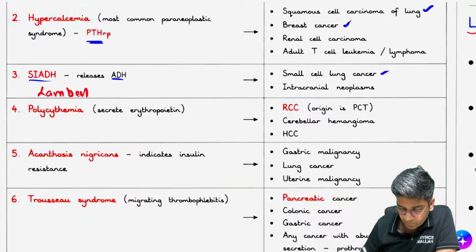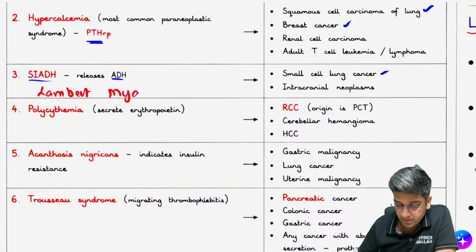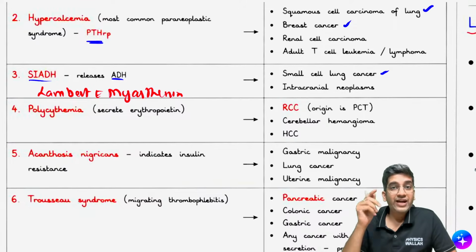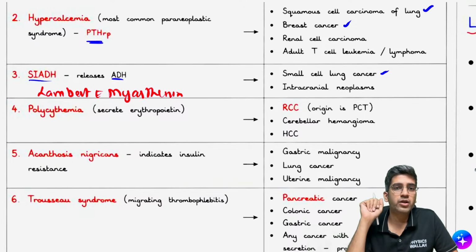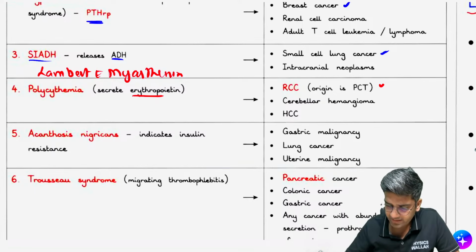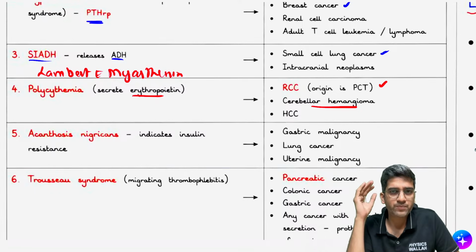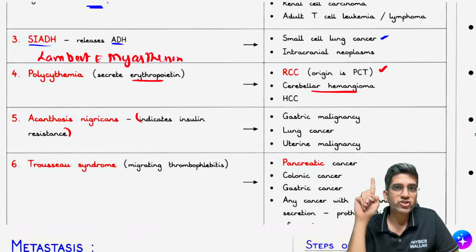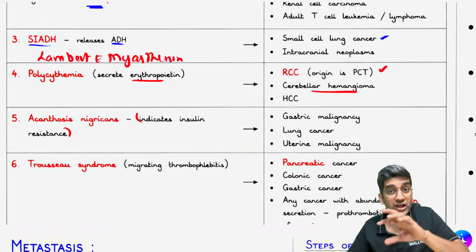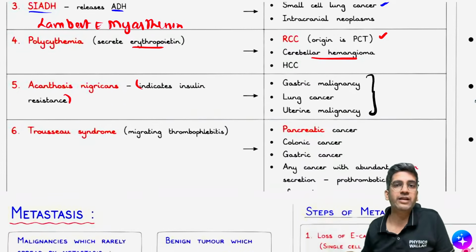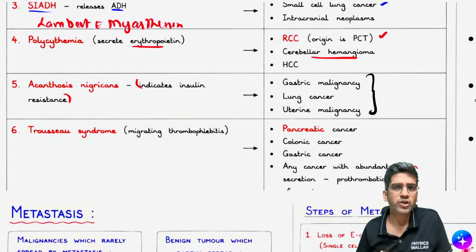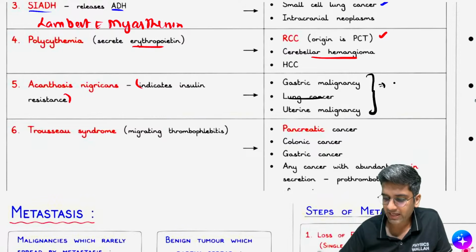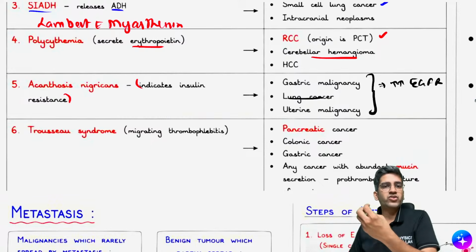Again, we have one more. Lambert-Eaton myasthenic syndrome. We read this in small cell carcinoma of lungs as well, right? Lambert-Eaton myasthenic syndrome, where I have antibodies against calcium channels, seen in small cell carcinoma of lung. Polycythemia, secretes erythropoietin: RCC, cerebellar hemangioblastomas, and HCC also. Acanthosis nigricans, first think of insulin resistance. Otherwise, if you eliminate that, think of GI or internal malignancy, uterine malignancy. Lung unlikely, but GI and uterine malignancy, right? The reason is they'll have an increase in EGFR, epidermal growth factor. Because of that, skin becomes thicker.